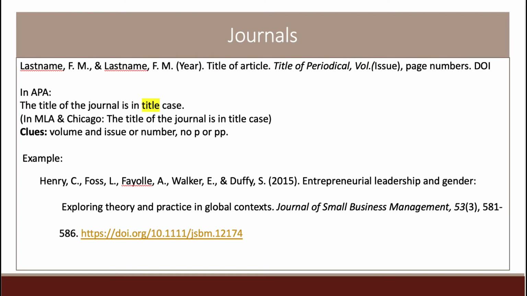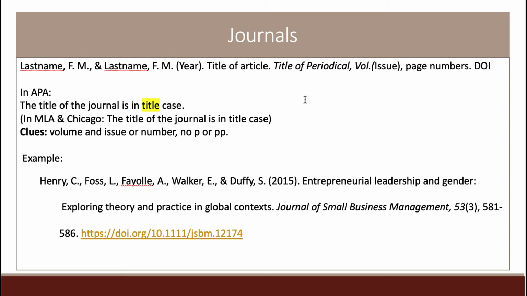Now let's move on to journal articles, because those have some distinguishing characteristics. Here's the basic format of a citation for a journal article. You've got your authors, you've got the publication date, the title of the journal article, the title of the journal. You've got your numbering, so volume and issue, or volume and number, depending on how it's numbered. Page numbers, which are listed, but not with a pp. or a p. in front of it.